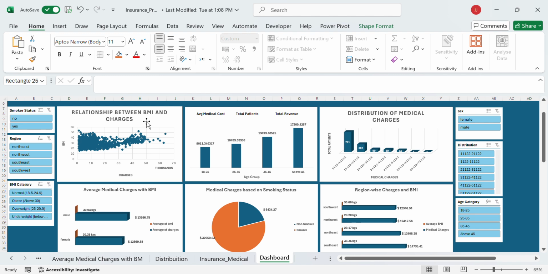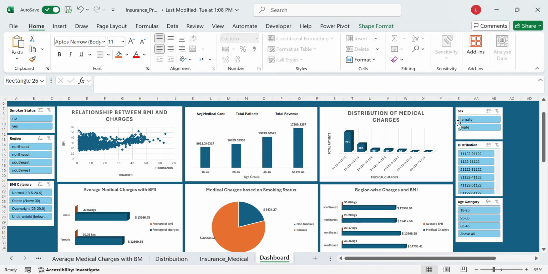So as we see, as the age group increases, we can see a huge medical cost coming from it, which means that as the age increases, the medical cost will increase as well, with more patients as the age increases.